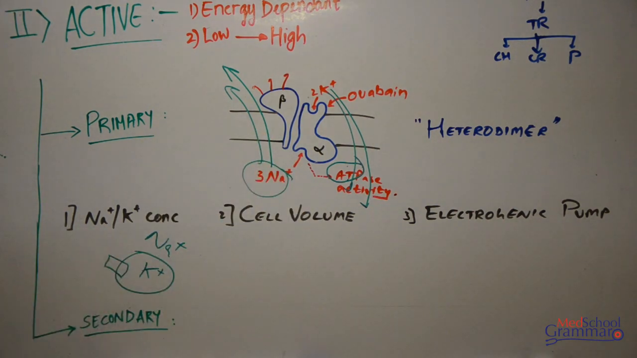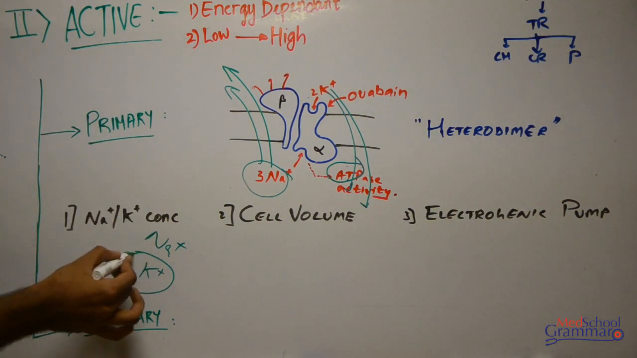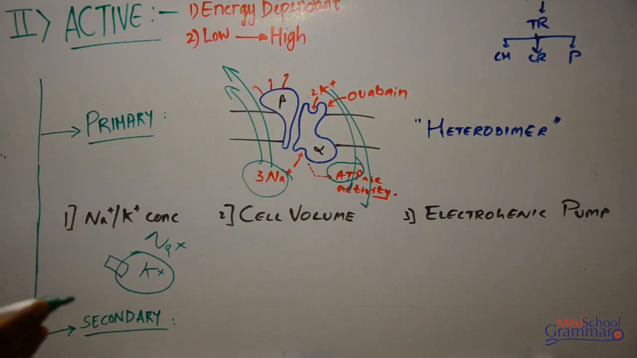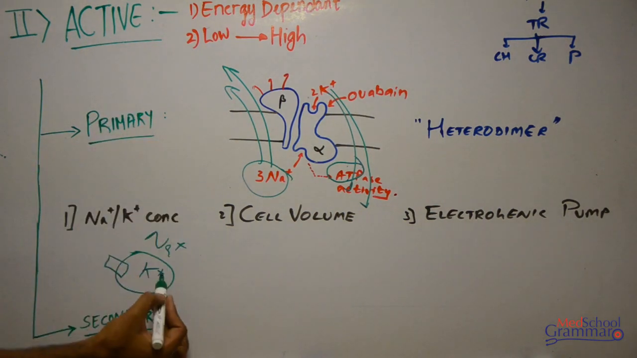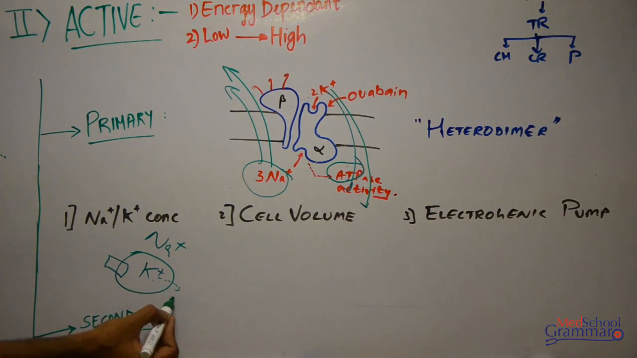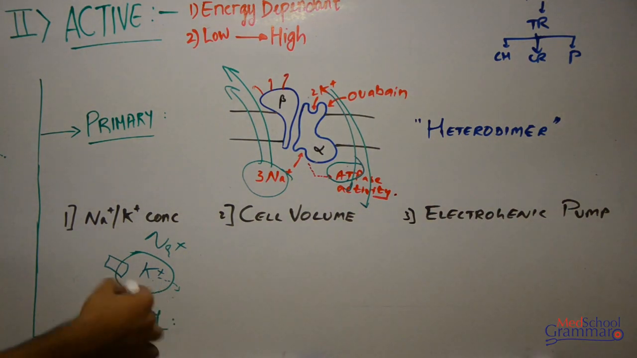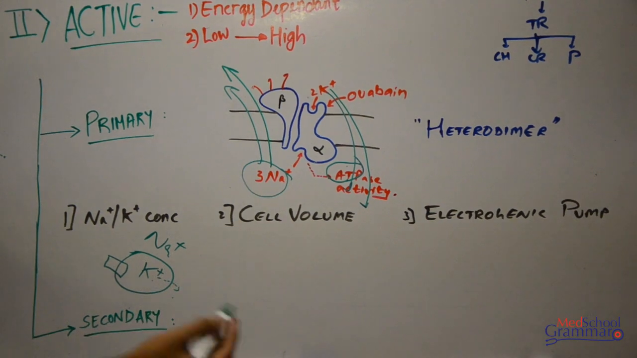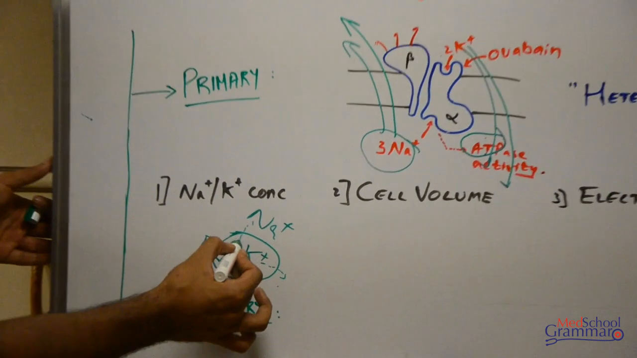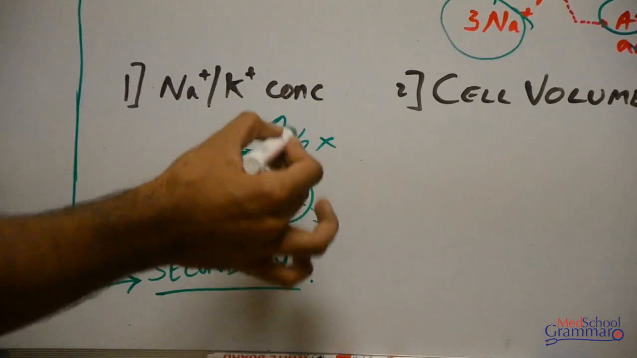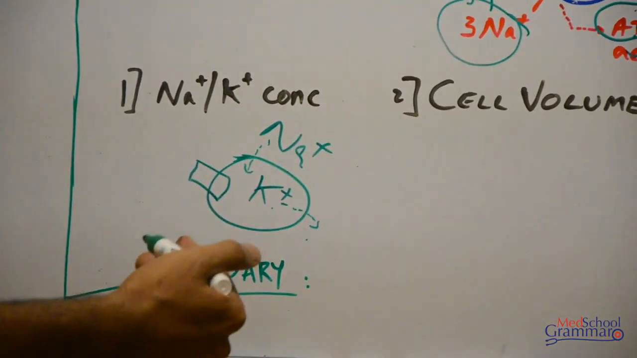This is the normal scenario. Now as we all know, the cell membrane is semi-permeable to both sodium and potassium, but more to potassium. So what happens is that potassium keeps leaking out because it is more on the inside and less on the outside. So it tends to move along its concentration gradient. So potassium tends to move outside and sodium tends to move inside because sodium is more on the outer aspect compared to the inner aspect.